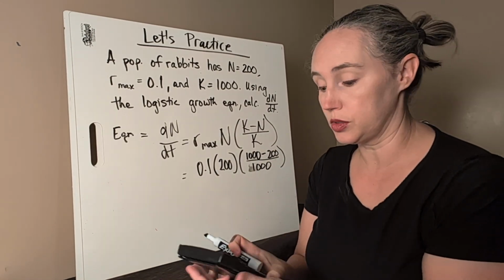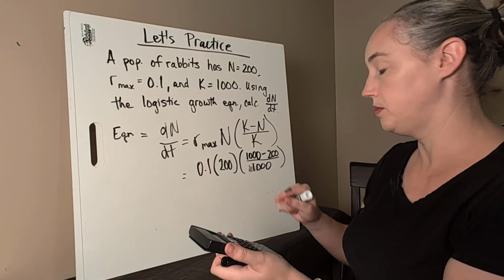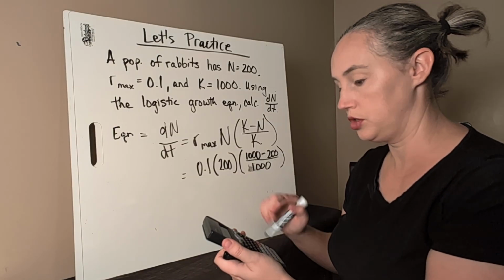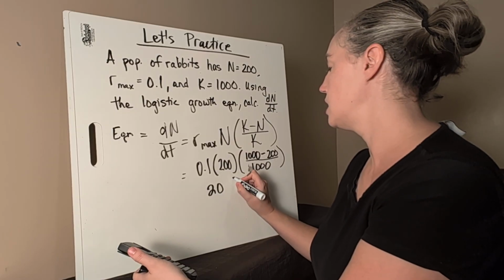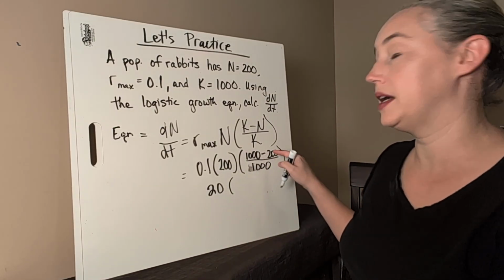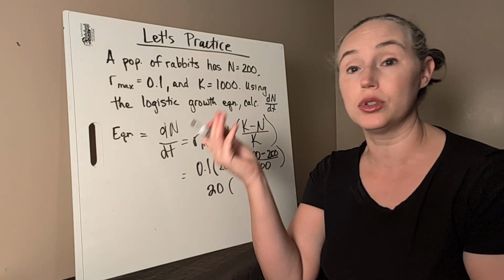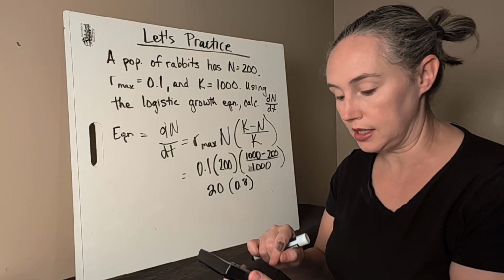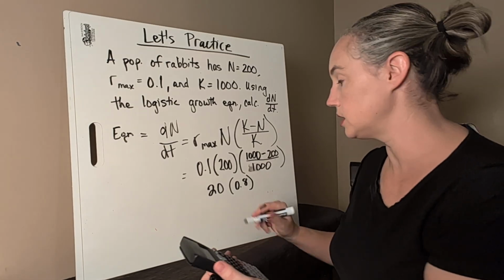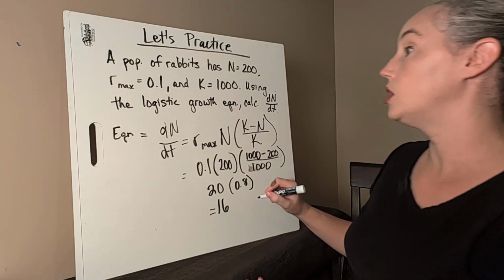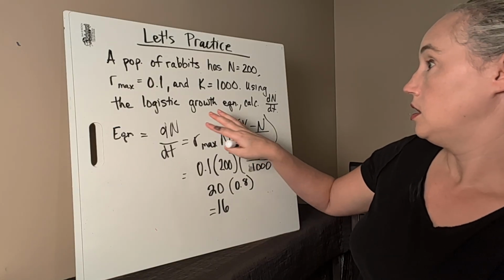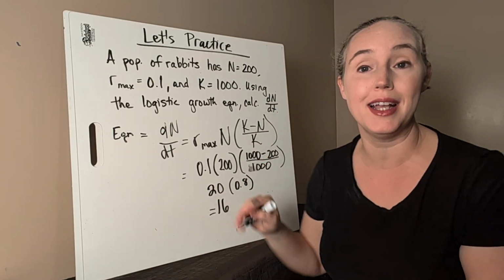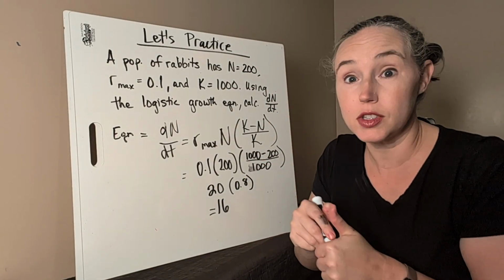All right, now let's just put it in our calculator. 0.1 times 200 equals 20. And then 1,000 minus 200 is 800. 800 over 1,000 is 0.8. So 0.8 times 20 equals 16. So our population increase at this point is 16 rabbits. So we can say that.